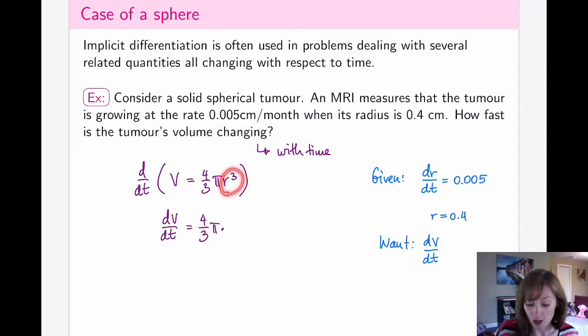So r cubed, the outside function is the cube. So I take the derivative of the outside function first, 3r squared. But then, of course, I remember that r is also a function of time because it's changing with time. So now I need to follow up with the derivative of r. And the derivative of r is just dr by dt. Okay, once I have that, again, I can see what it is that I want. I want dV by dt, so I actually want this left-hand side as is.